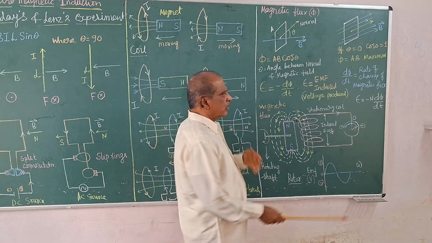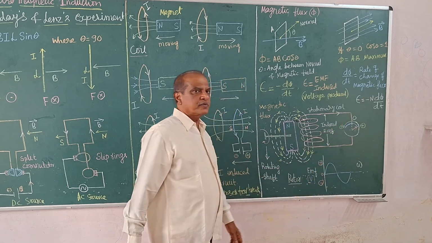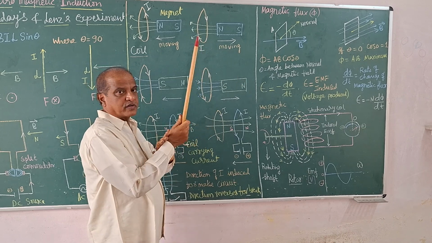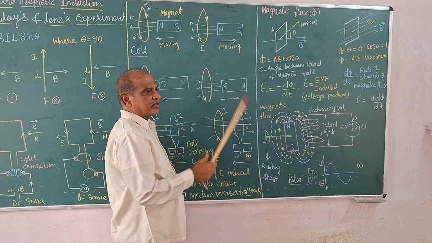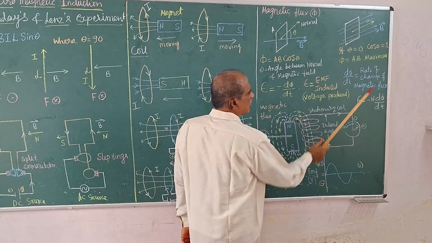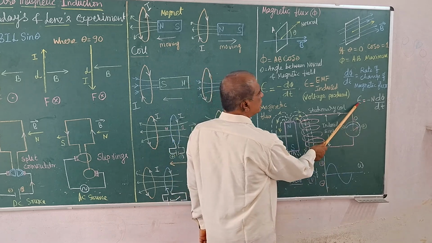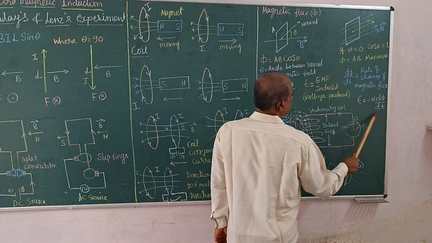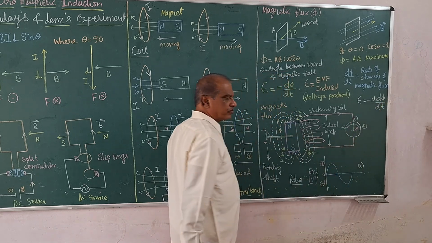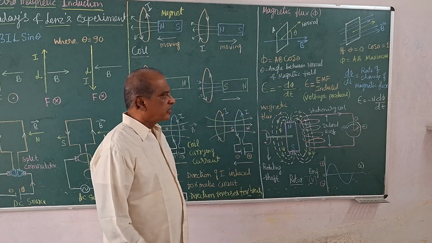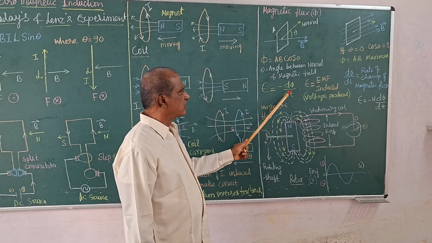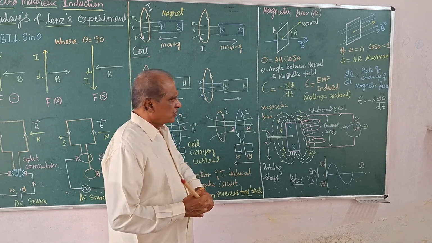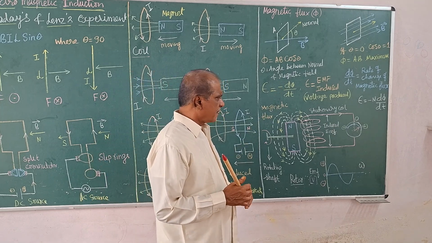And it also depends on N, the number of turns. Here only one turn. Here are two turns, double the effect. Three turns, triple the effect, the number N. So the voltage induced in the conductor depends on that N as well as the rate of change of magnetic flux with time. So this is what is observed.